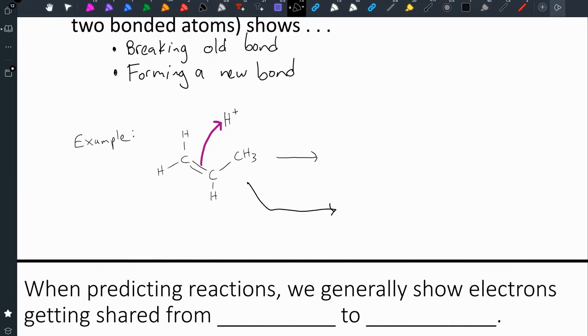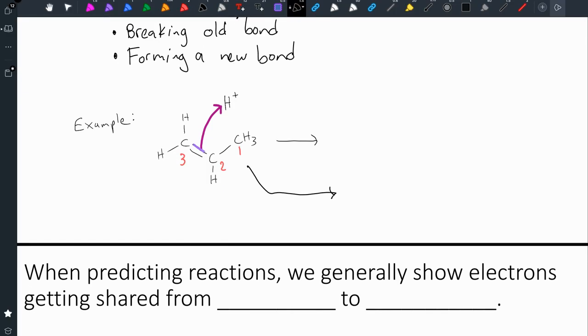Because I know that this is going to form a new bond to hydrogen, but the arrow doesn't tell me which carbon is going to form the new bond to hydrogen. I'm going to use numbers to keep track of my carbons here. I'm going to number this one 1, 2, and 3. So I know I need to form a new bond from either carbon 2 to hydrogen or from carbon 3 to hydrogen. I don't yet know which one it's going to be. So I'll draw both possibilities.